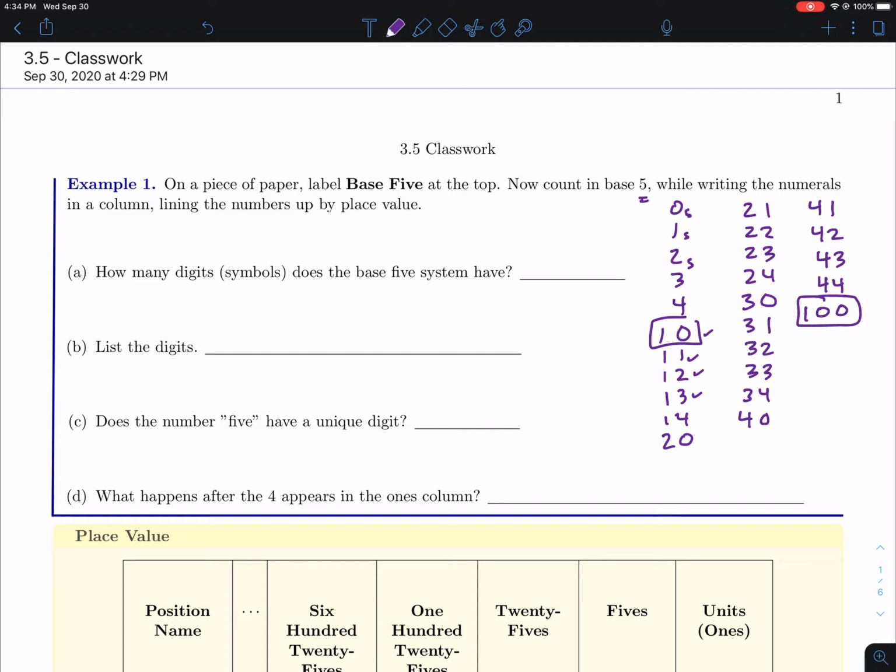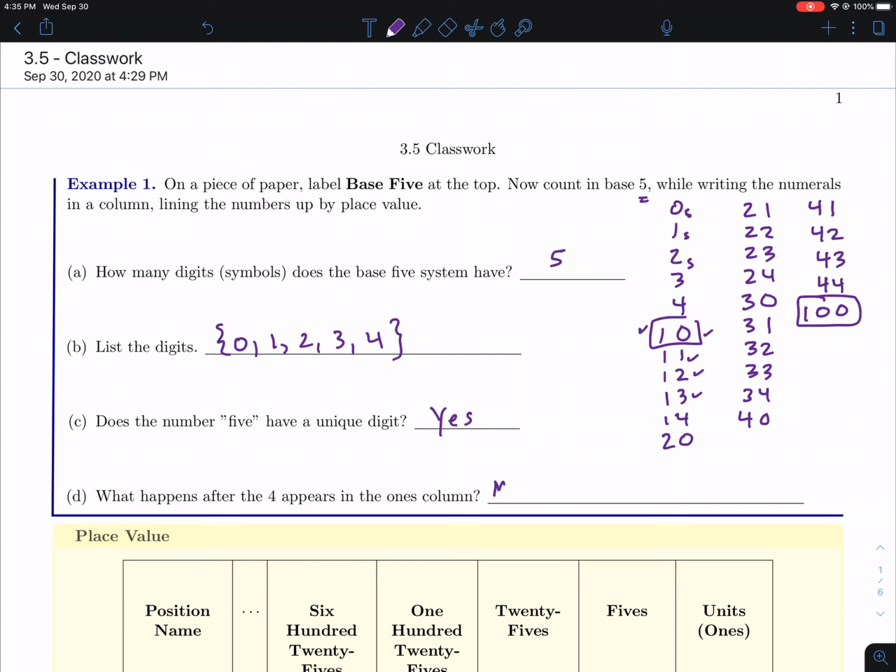So again, how many digits or symbols does the base 5 number system have? It has 5, and the digits themselves are 0, 1, 2, 3, and 4. Does the number 5 have a unique digit? In this case, if there was a number 5, it would be that 1, 0. So it's definitely not unique. There's no 5 even in the number system. And so what happens after the 4 appears in the ones column?